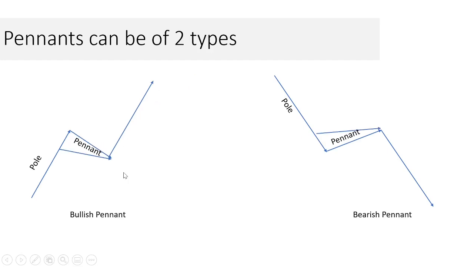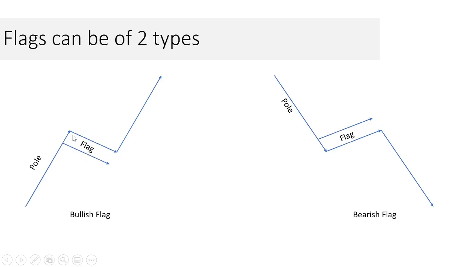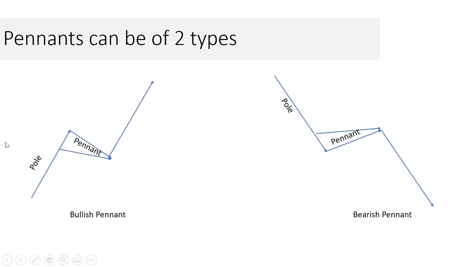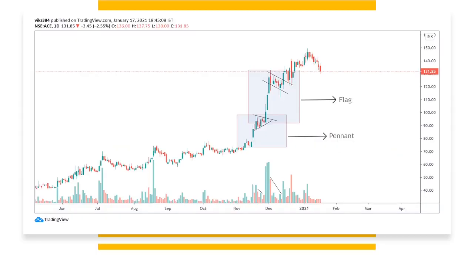A pennant looks similar. The only thing is that a flag looks like a channel, that is a normal flag that you see. And there are a few variations to this, like a flag can be either slanting like this or it can be horizontal like this. Both are the same and the trading rules do not change for them. In a pennant, however, you have a triangular kind of structure, but the trading rules remain the same here. Hence these two are considered together.